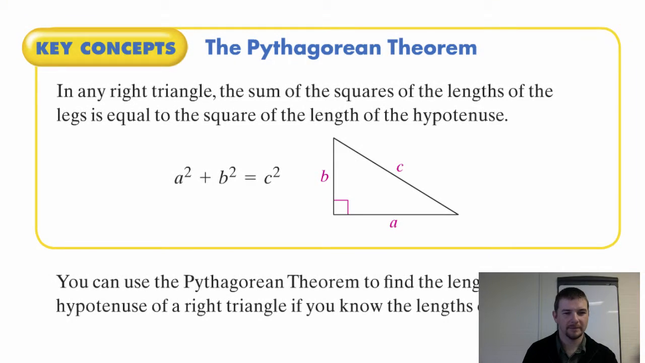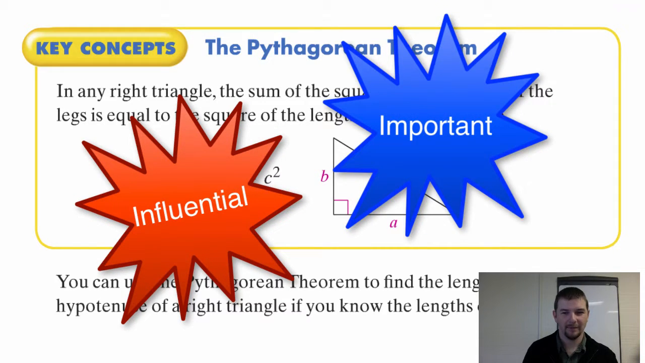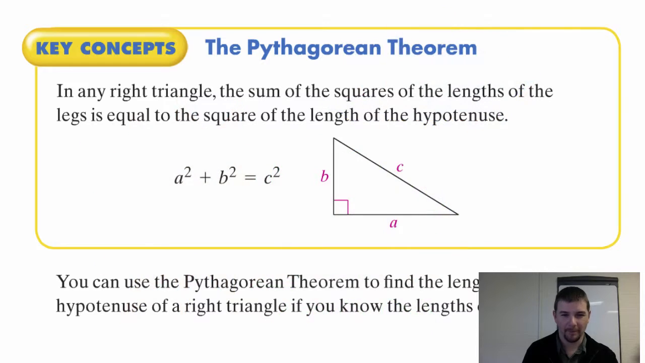Key concept, and this is one of the most influential, important, well-recognized key concepts in all of mathematics. The Pythagorean theorem. It states, in any right triangle, the sum of the squares of the lengths of the legs is equal to the square of the length of the hypotenuse. And you can see that here below.